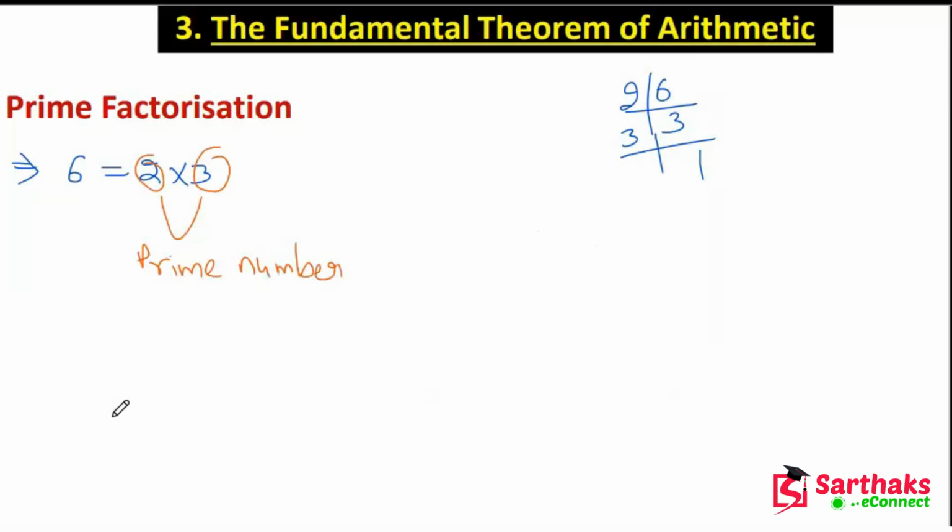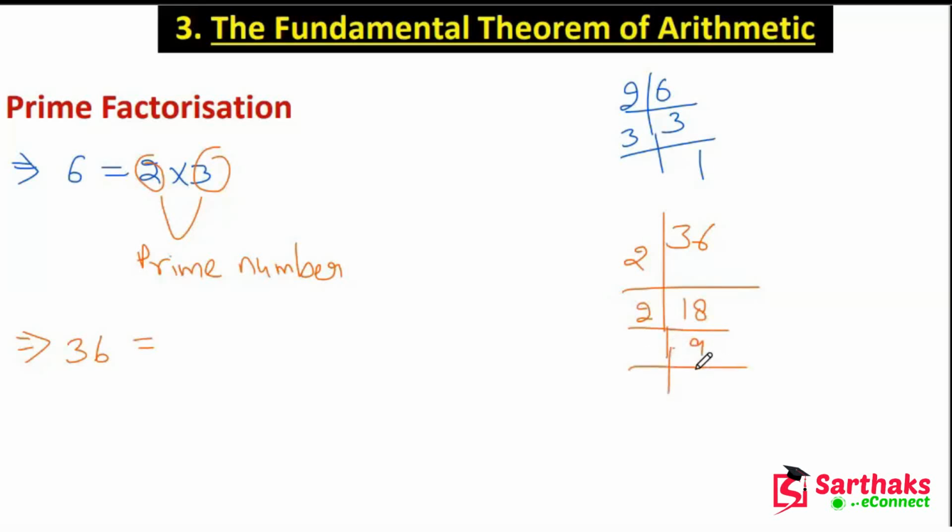I hope you got this point. Let's suppose we take the example of 36. Now we have to break 36 into a product of prime numbers. We can do it very easily. 36 is divided by the least number, 2, giving 18. Now again by 2, giving 9.